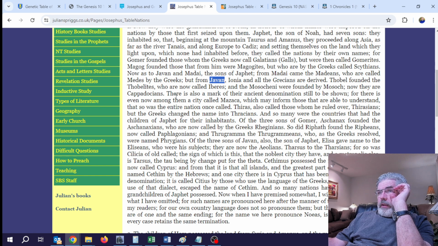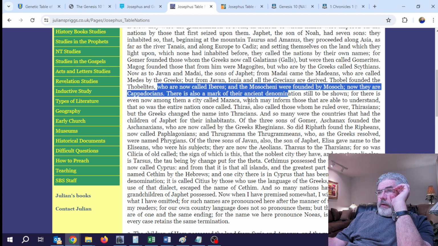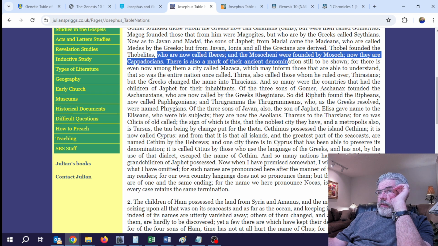Thobel founded Thobelites, who are now called Iberis, and Socheni were founded by Mosok, and they are Cappadocians. There's also the mark of the ancient denomination still to be shown, et cetera. It just goes on with all these.